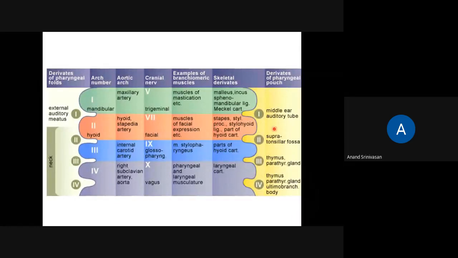So this is the master chart. You need to know what the arches are, what derives from each arch, what the bony components are, what the muscles are, what the skeletal derivatives are, what the nerve supply is, and what develops from each of the pouches. The first pharyngeal groove is the only one which remains, whereas the others disappear.